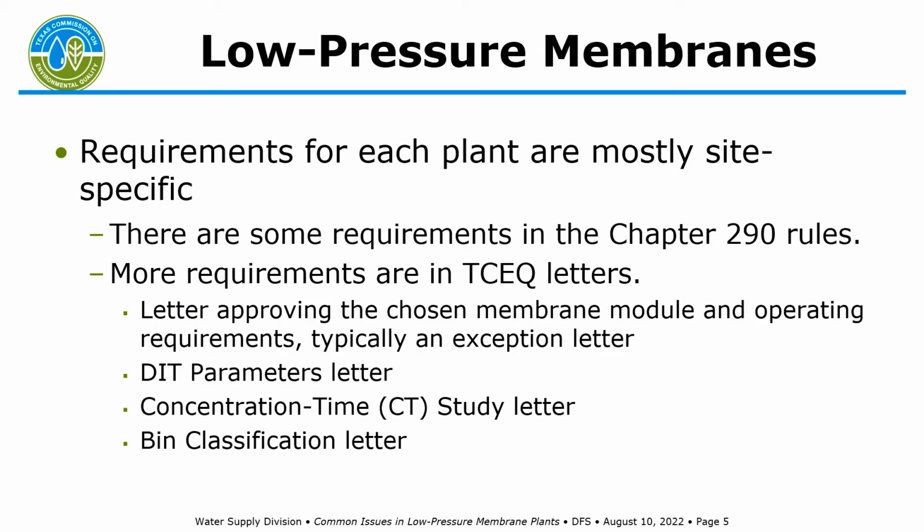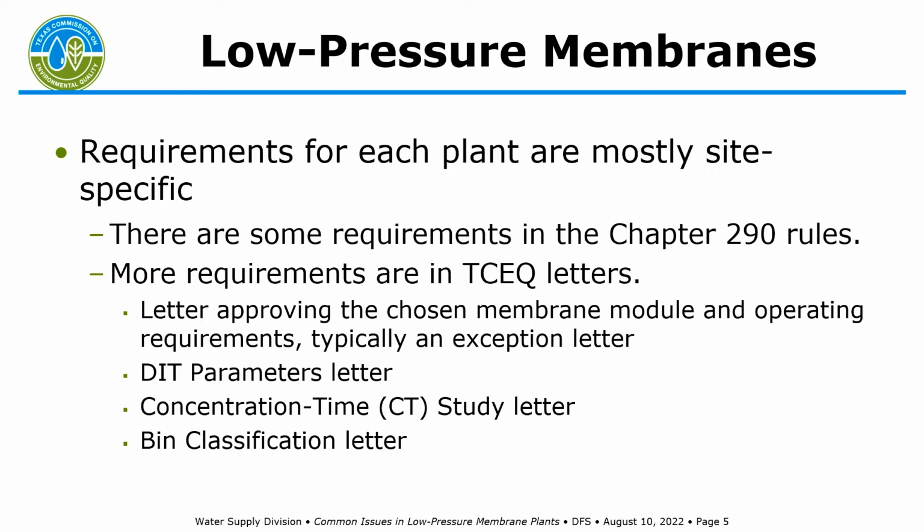So the requirements are mostly site specific, and the reason is that our rules, the 290 rules, don't cover all the requirements for operating low-pressure membrane plants. Most of the requirements are site specific for your installation, and they're in TCEQ approval letters. You've got one letter that contains details like the approved model of the membrane, the mode of operation, maximum allowed flux rate through the modules, and duration of filtration cycles, which influences the capacity of the membrane plant.